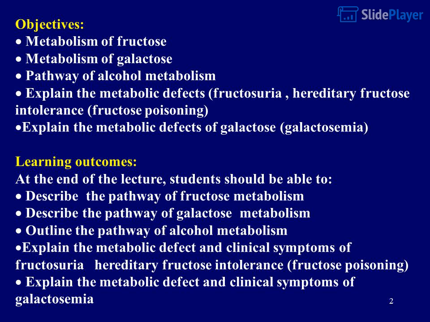Learning outcomes. At the end of the lecture, students should be able to describe the pathway of fructose metabolism. Describe the pathway of galactose metabolism. Outline the pathway of alcohol metabolism. Explain the metabolic defect and clinical symptoms of fructosuria, hereditary fructose intolerance, fructose poisoning. Explain the metabolic defect and clinical symptoms of galactosemia.